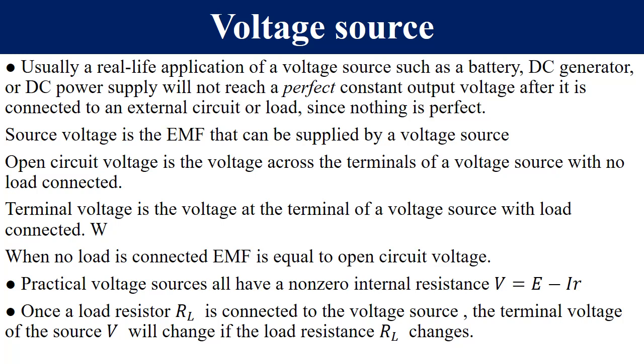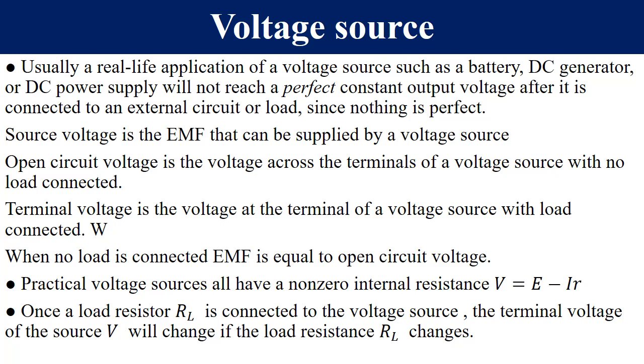Please take note of the following important points. The open circuit voltage of a voltage source is equal to its EMF. The terminal voltage is less than the EMF. This is because some of the voltage is going to drop because of the flow of current across the internal resistance, small letter r. So terminal voltage V is equal to electromotive force E minus Ir, where r is the small letter r, and Ir is the voltage drop across the internal resistance.